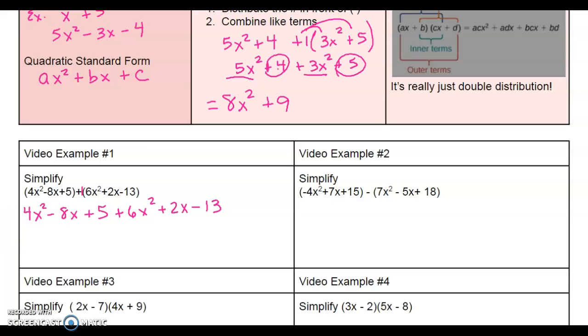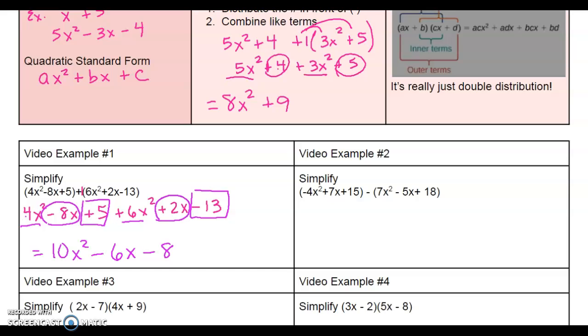And now we want to find like terms. So here's an x squared term, and we do their coefficients. 4 plus 6 is 10. Then we find the next one. This is like x to the first. Notice how I'm circling the signs, so I apply them. So I've got -8 plus 2 is -6. And then the last one is 5 and -13. So 5 minus 13 is -8. So that would be our answer.